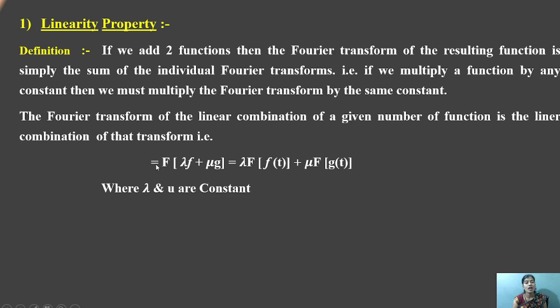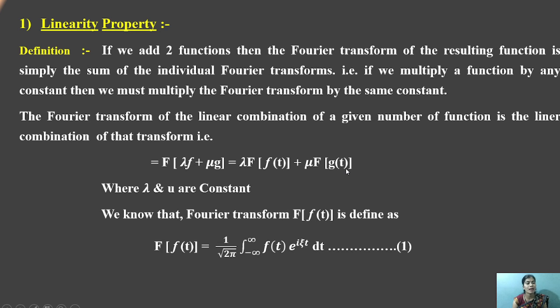For example, F of lambda f plus mu g, where lambda and mu are constants, equals lambda times F of f of t plus mu times F of g of t. Where lambda and mu are constants, they will be written in this form.